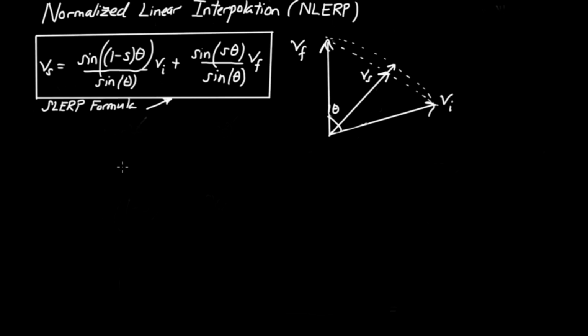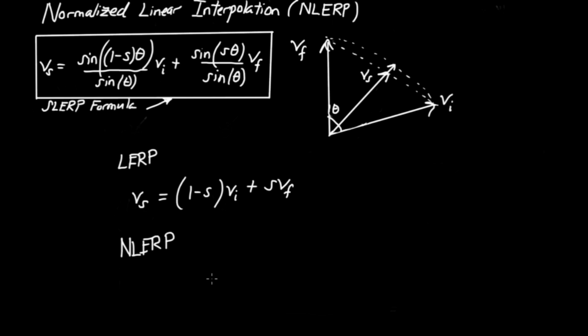So let's return to our Lerp formula, the linear interpolation formula. Remember, that was just some linear combination of VI and VF. And the right linear combination is, if you have V sub s, you have (1 minus s) times VI plus s times VF. So if this is your Lerp vector, the NLERP, let me call the vector that comes out of the NLERP, VS star. So that's your final vector, your truly final vector.